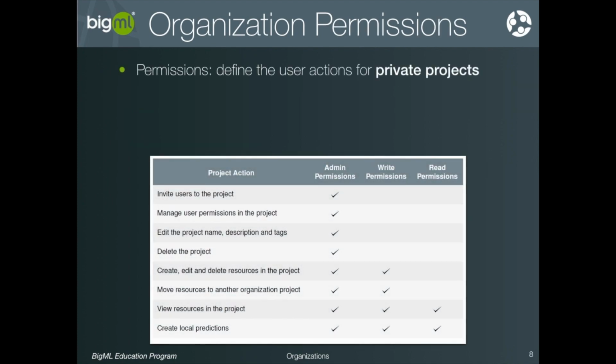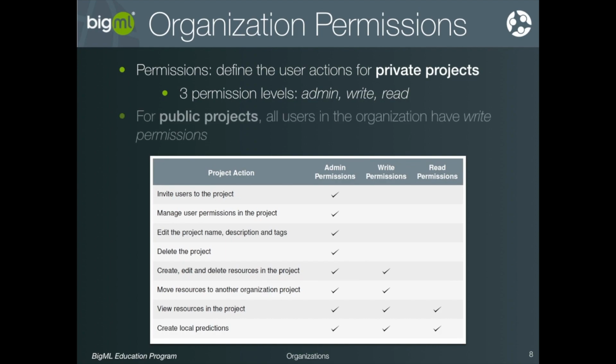Permissions define the range of actions each member can take for a private project. There are 3 permission types: admin, write, and read. As an admin, you have full access to the project resources and can invite other users and edit their permissions within the project. Write permissions allow users to create new resources, move resources from one project to another, and create local predictions. Read permissions allow users to view the resources and create local predictions. As a reminder, for public projects, all users in the organization have write permissions.